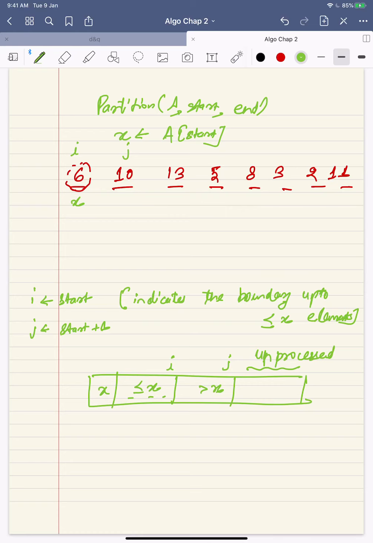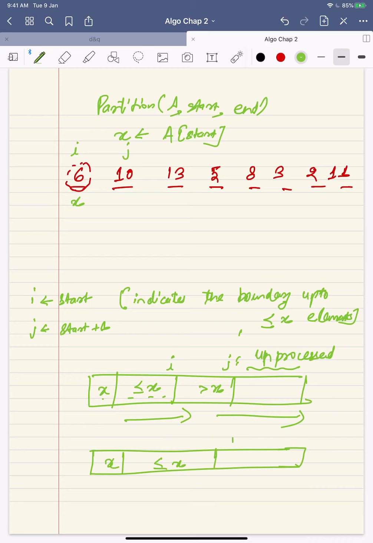You are about to process these; you have not yet processed them. But up to here, you have processed and divided into two boundaries. This is x, this is less than or equal to x, this is greater than x. And that's how the boundary moves. So this keeps on moving. And slowly, at the end, you will have x, then the elements less than or equal to x, and that's where you will have the I.